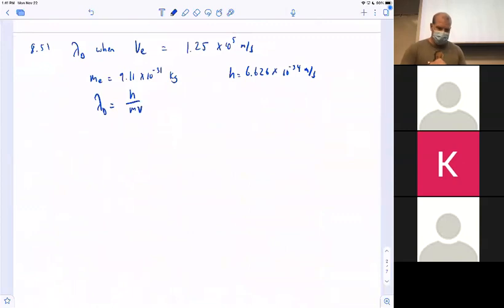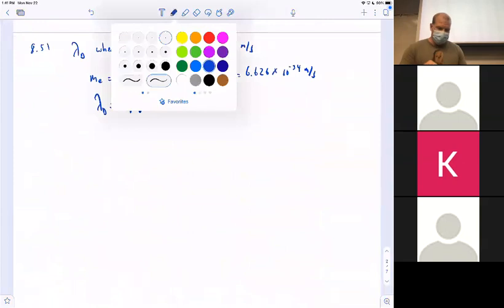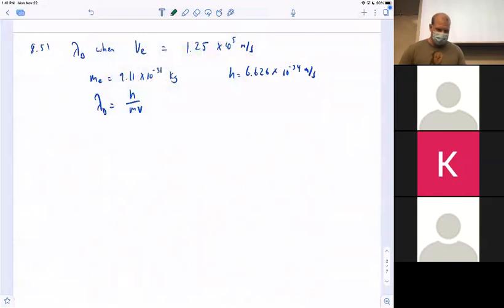So next problem. What is the de Broglie wavelength when the velocity of an electron is 1.25 times 10 to the 5th meters per second? We're discounting the mass of the electron changing, as I mentioned a little bit. It's very slight for a bound atom, and even then it's not very significant. The mass of a free electron is 9.11 times 10 to the minus 31 kilograms.